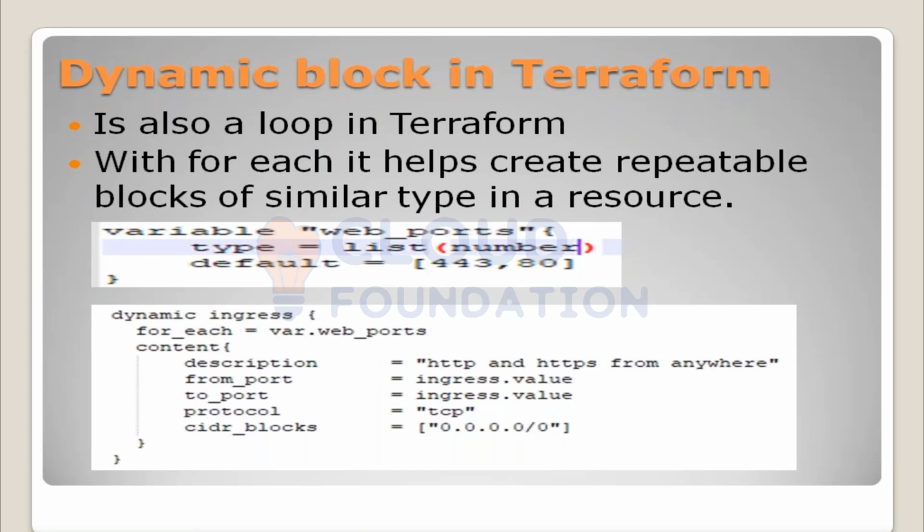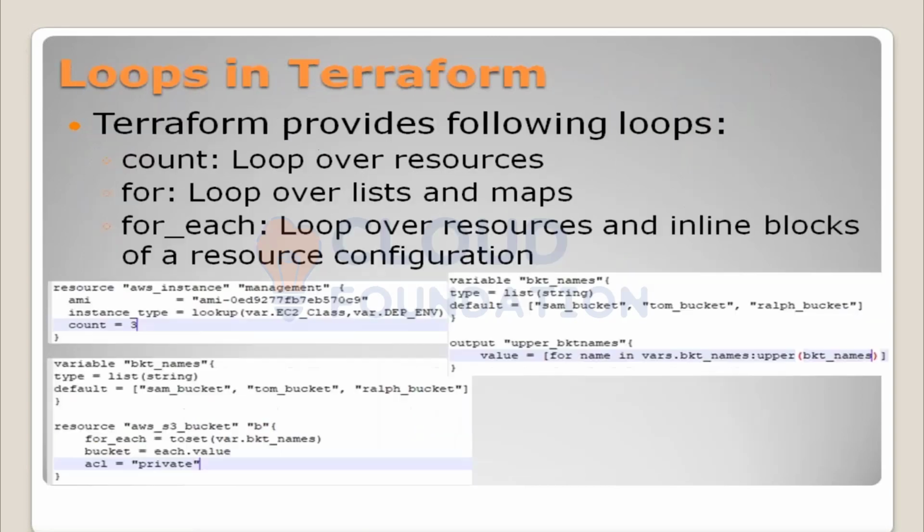What I'm doing is declaring web ports as a list variable, which has multiple comma separated values, like an array. Now I'm calling a block. Within that block, I'm using the concept of dynamic and for each, and I'm looping over the web ports. So the resource will be one, but that block of code within the resource will be repeated multiple times for me.